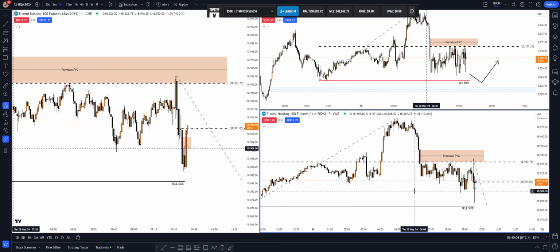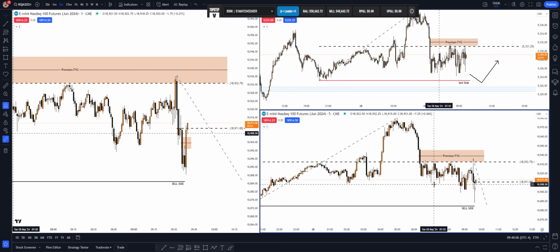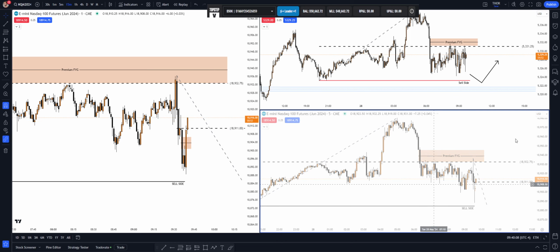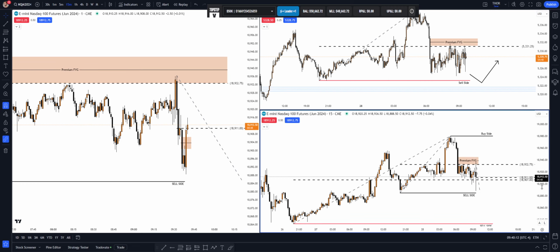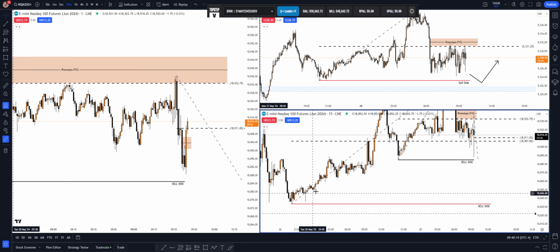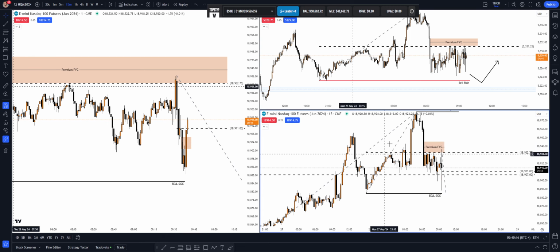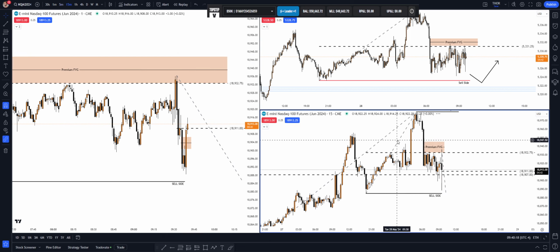So there's an SMT now, and it's reacting off of the 15-minute. Oh my God, it's so laggy. So it's still reacting to the 15-minute range equilibrium.